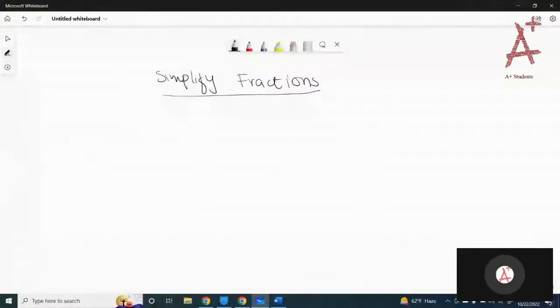Okay, let's start with an example. Basically, you are given a fraction. You need to simplify the fraction. You can simplify it to its lowest term by dividing the numerator and denominator by a common number. Got it? Okay, let's start with an example. Write 2 by 6 in lowest form.